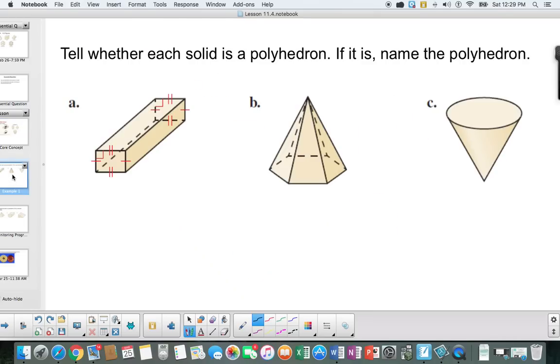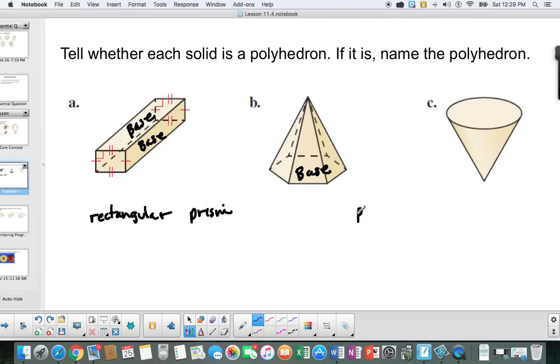All right, tell whether each solid is a polyhedron. If it is, name the polyhedron. Now I can see this is a base and it's parallel over here, so I can see that this is going to be a prism. Now I need to name the type of prism by looking at its base. It is a rectangle, but to make it sound like an adjective, we say rectangular prism. In this case, this is a polyhedron. It's made up of polygons. This is the base.